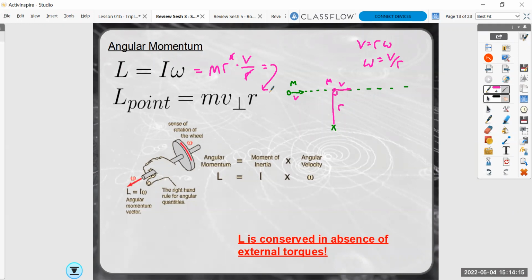And just like regular momentum is conserved, angular momentum is also conserved. Where regular momentum is conserved with no external forces, angular momentum is conserved with no external torques. So if there's no torque on the system, its angular momentum will stay constant. All right. Let's take a look.